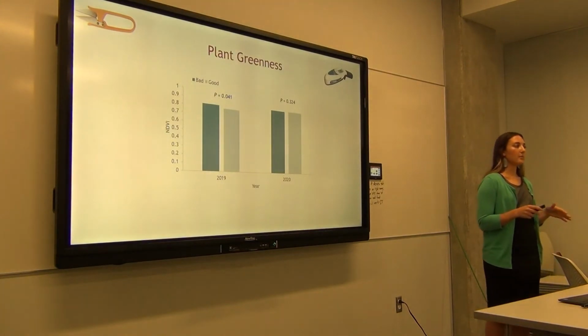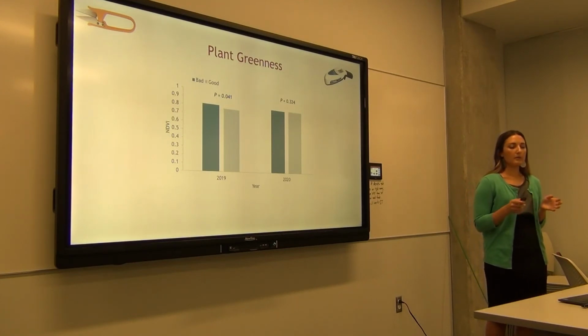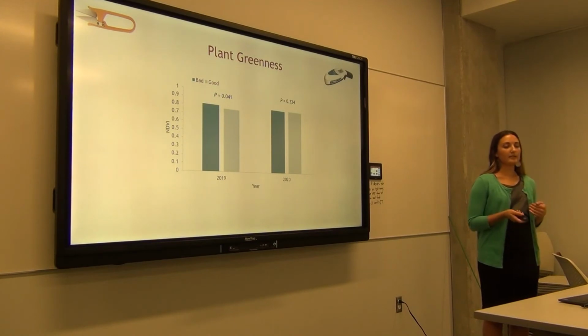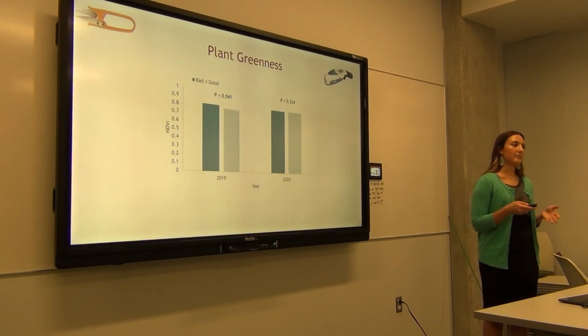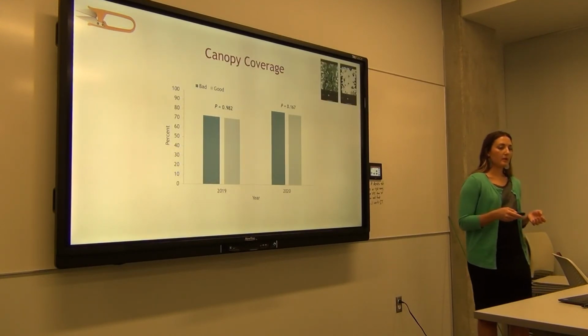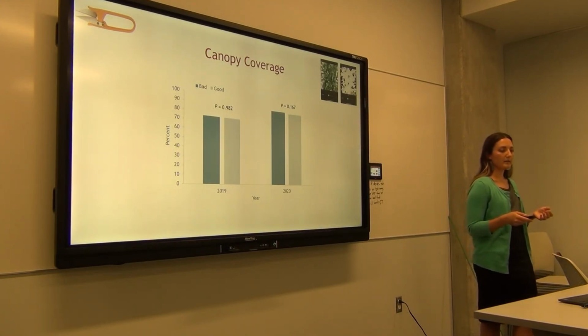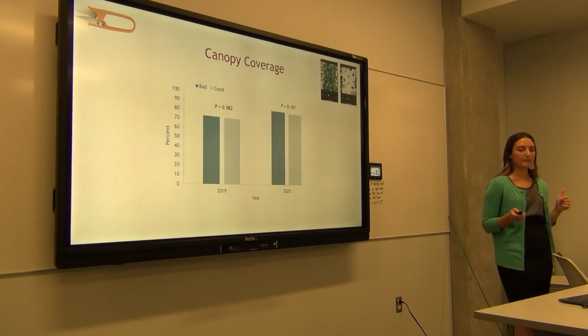For these results, I'll only talk about the main effect of seed lot in both of the years. So in 2019, we see that plant greenness was affected by seed lot, but the good seed lot had significantly less plant greenness than the bad. But in 2020, we don't see that seed lot had any effect on plant greenness. For canopy coverage in both years, seed lot did not have an effect, and they were about the same in 2019, and in 2020 the bad seed lot had a little bit higher canopy coverage than the good.